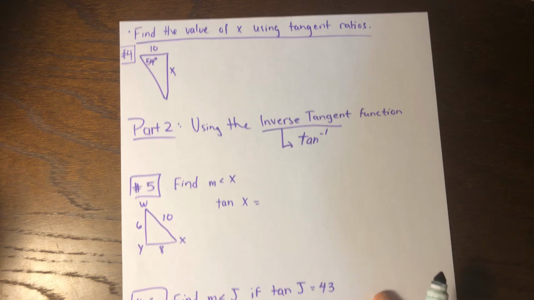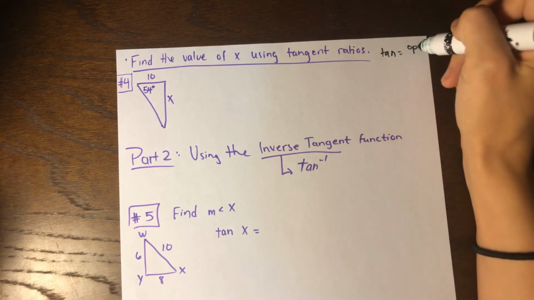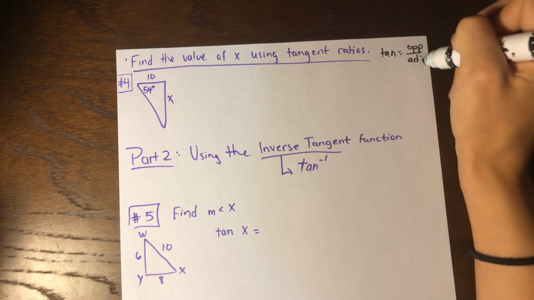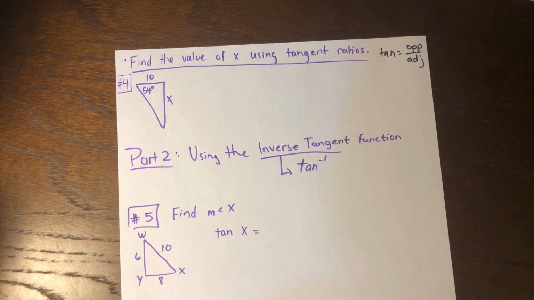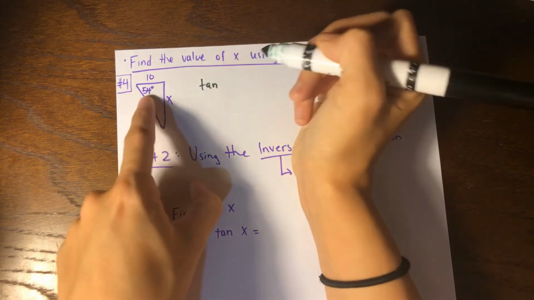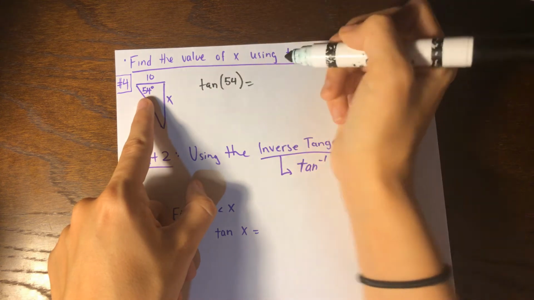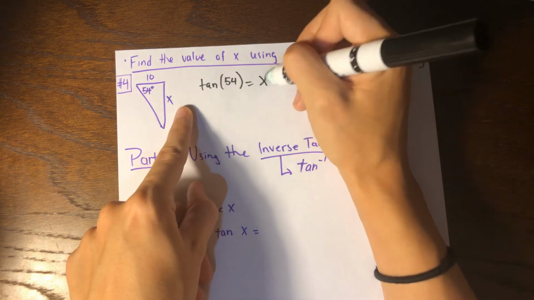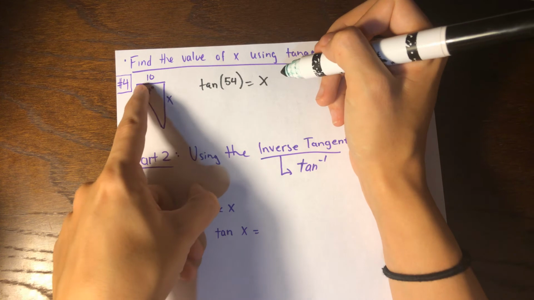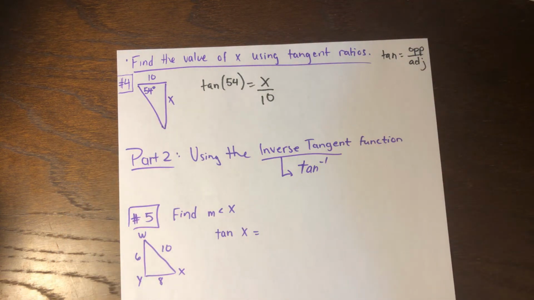Okay, same concept as last time. We know that tangent is opposite over adjacent. Okay, so that's our formula that we need to keep in mind. So here we have tangent, right? Our degree is 54, is equal to opposite, which is x, over the adjacent, which is right next to it, which is 10. So now, instead of x being on the bottom, it's on the top now.